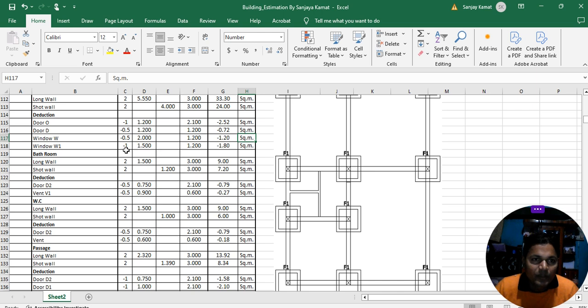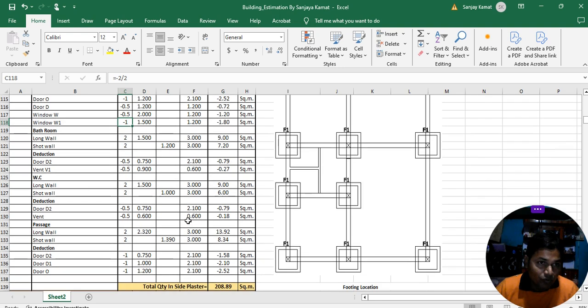And similarly you work for the window W1. The number will be minus 1, length will be 1.5 meter, and the thickness will be 1.2 meter. After multiplying these three terms, you will get minus 1.80 square meter. Now once you have worked for the drawing room, now we will work for the bathroom.